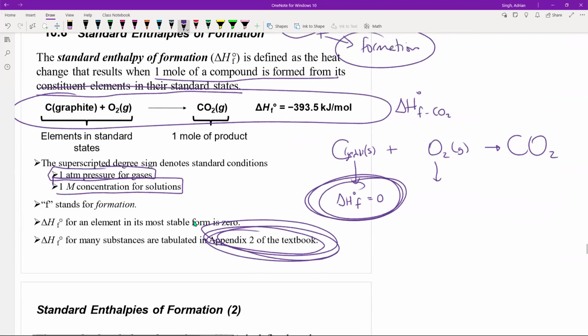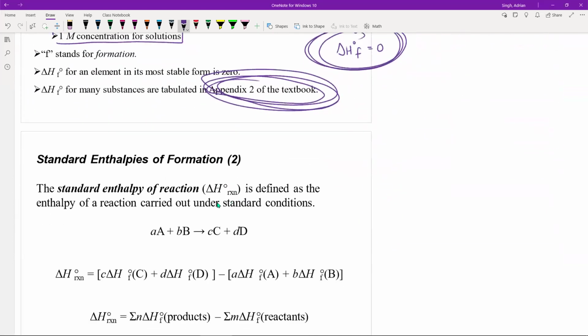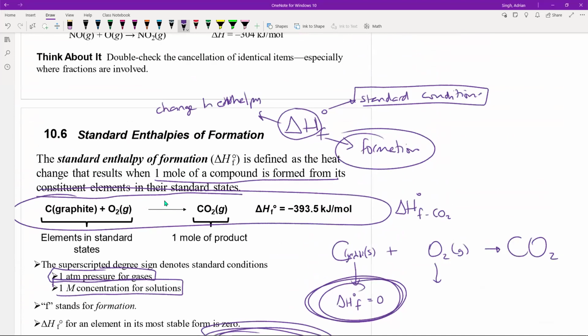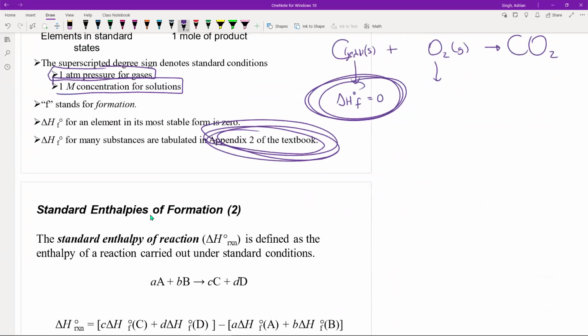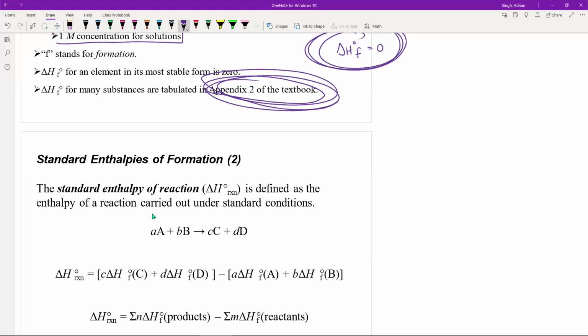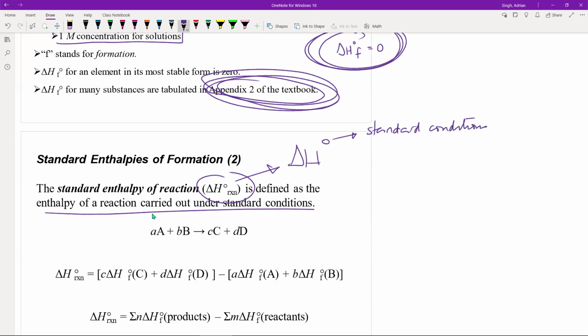So let's take a look at an example. We define, again, the standard enthalpy of reaction. We talked about the standard enthalpy of formation, first of all. The standard enthalpy of reaction we define as the enthalpy of a reaction carried out under standard conditions. Okay, and this here again would have the delta H with a little degree sign on, right? That always means, when we talk about reaction, standard conditions and then products, and they would be for that particular reaction.